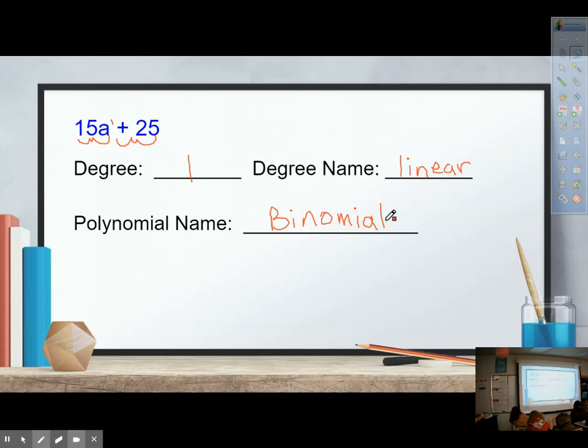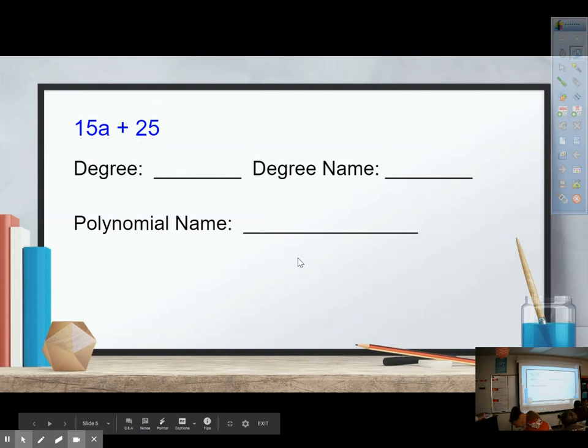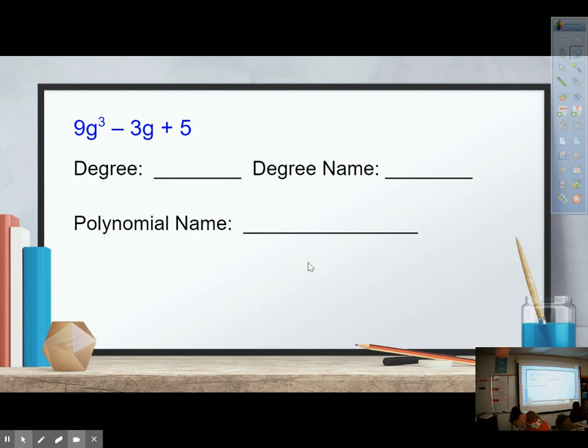All right, the next one's directed practice, so I'm going to work this one out, but I'm going to ask random people questions along the way. Also, you're going to see that the expression's missing, so you're going to need to write down the expression first before you can work it out. 9 times g to the third power minus 3g plus 5. I'll go answer it so that way y'all can write that down. 9g to the third power minus 3g plus 5.